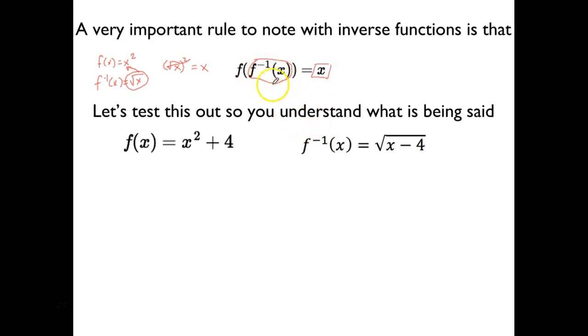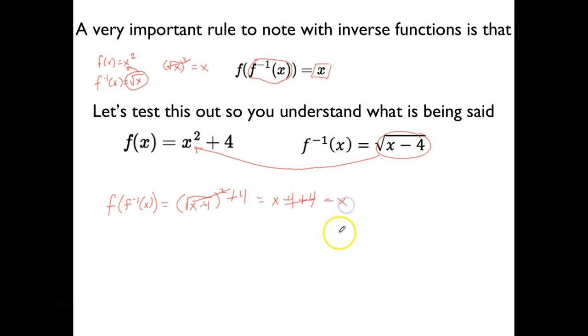Okay? So if you throw the inverse inside of the original, all you're going to be left with is just x. So here's an example right here. This is the original, this is the inverse of that. If I throw this inside of the x value here, square root x minus 4 squared plus 4, that is the inverse being stuffed inside of the original. That would cancel out the square and the square root, leaving me with x minus 4 plus 4. Those would cancel each other out, leaving me with x.